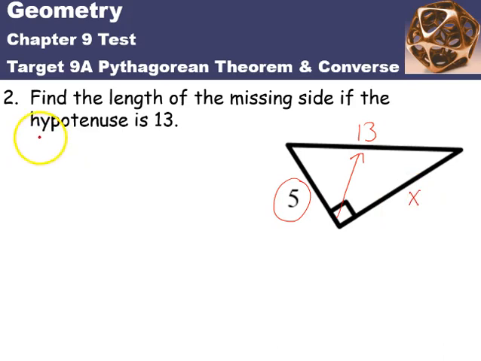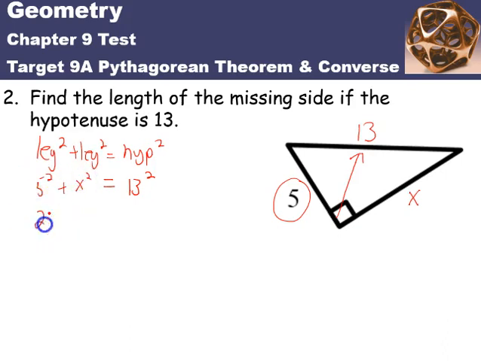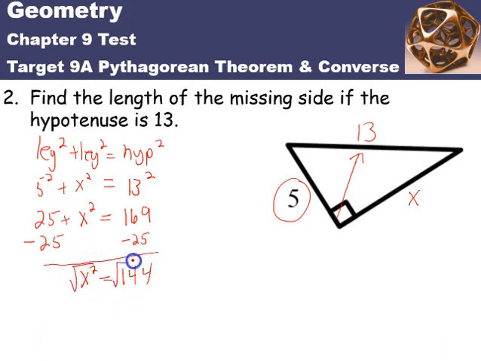Okay, and then remember, again, the Pythagorean theorem is leg squared plus leg squared equals the hypotenuse squared. In this case, the hypotenuse is 13, so I'm going to square 13, and then square 5 and x. So 5 squared is 25, x to the second is x squared, and 13 squared is 169. And I'm going to subtract 25 from both sides, and I get x squared equals 144. I'm going to take the square root of both sides, and I get x is 12. So the missing side is 12.